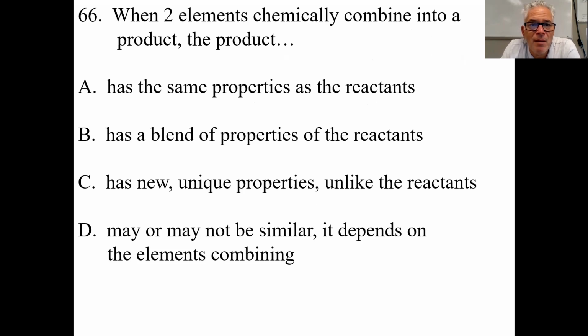When two elements chemically combine into a product, what's the product? Does it have the same properties as the reactants? Is it a blend, like an average of properties? Does it have new unique properties that are unlike the reactants? Or may or may not be similar, depends on what the elements are that are combining. This is a good question.